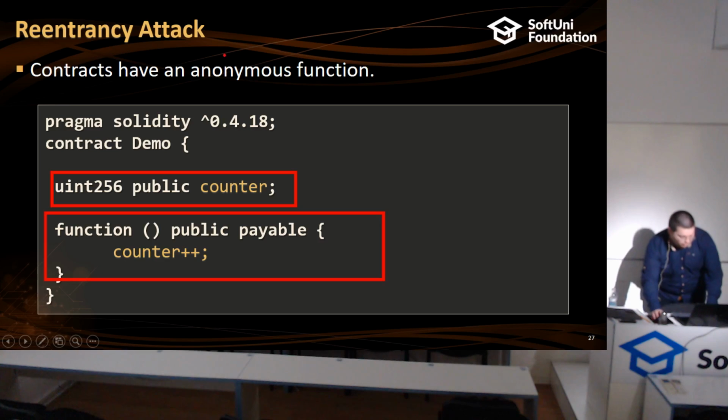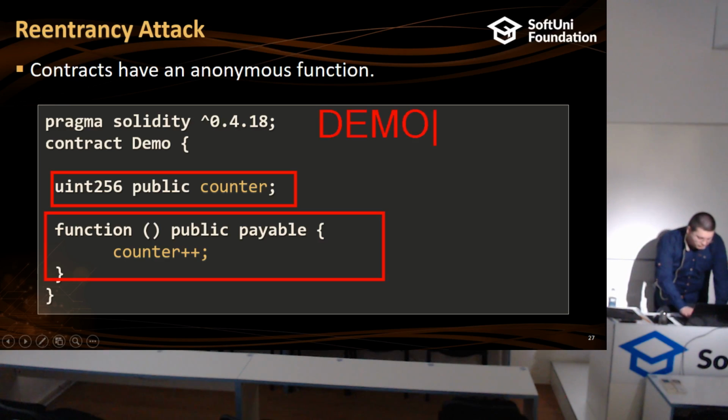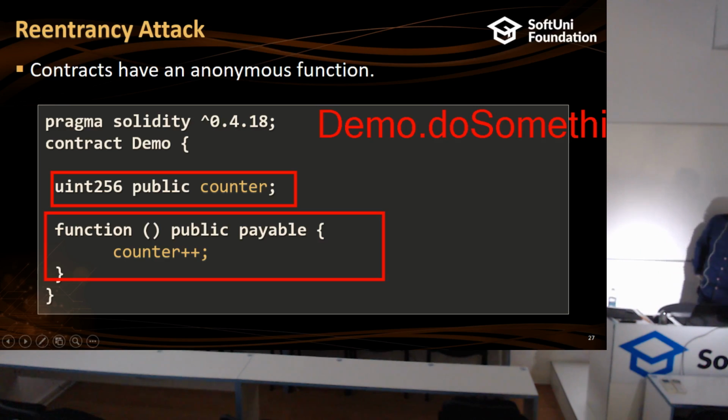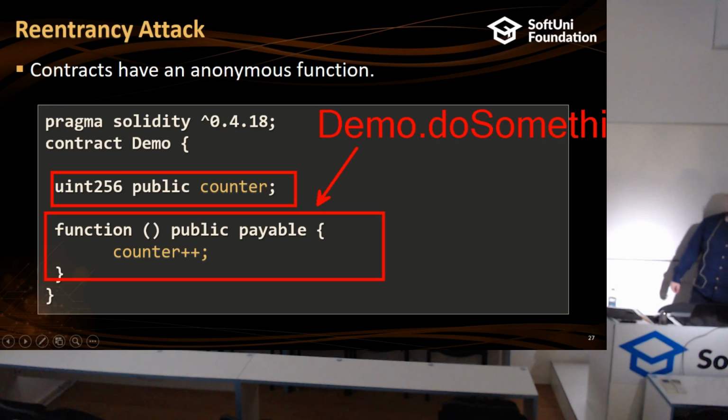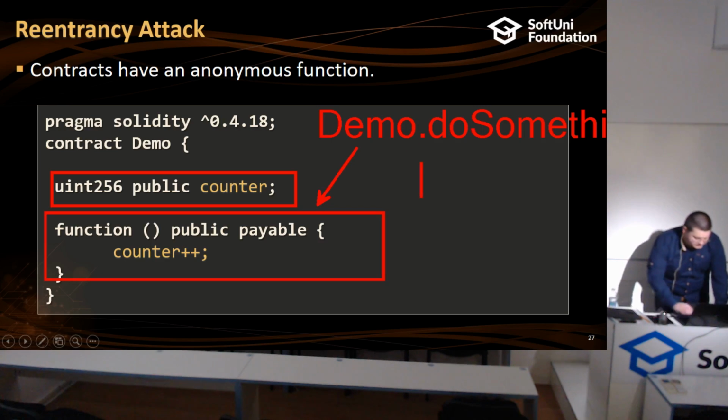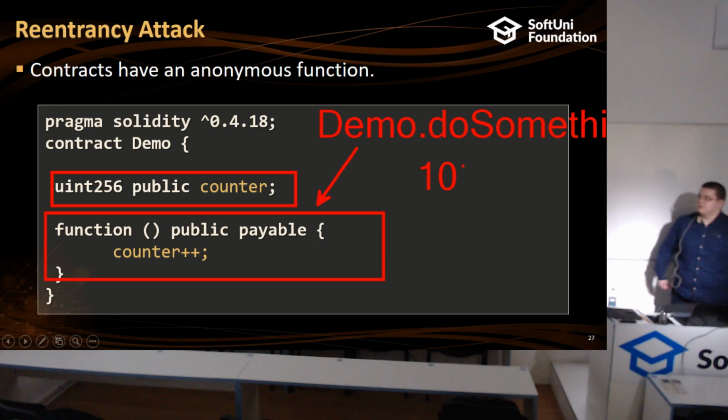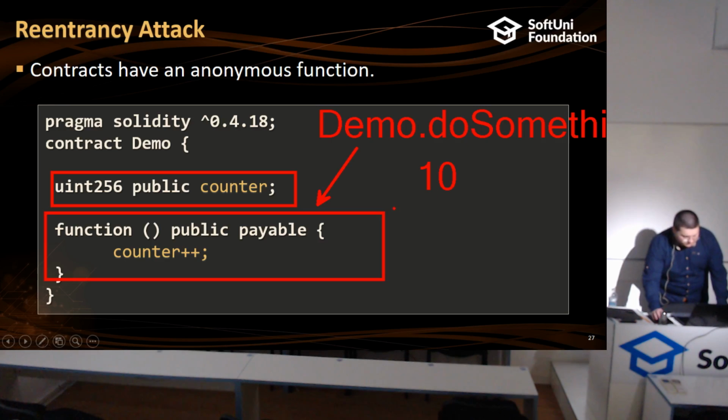So for instance, if I have a code, let's say demo.doSomething, there's no such function that exists in my code. So what will happen is that this anonymous function will be executed if somebody comes and gives me 10 ether without giving me any data or invoking any function that exists in my contract. Again, this function will be executed.